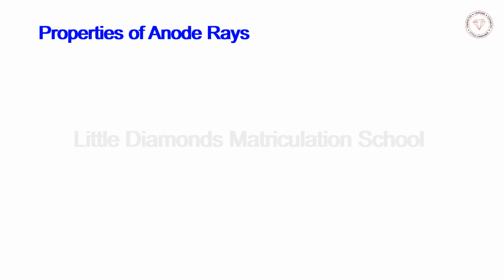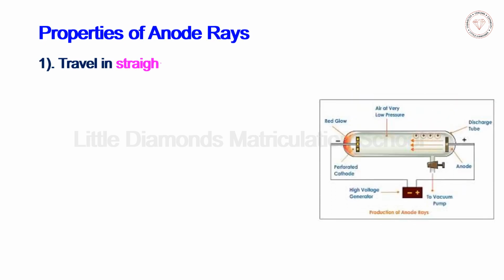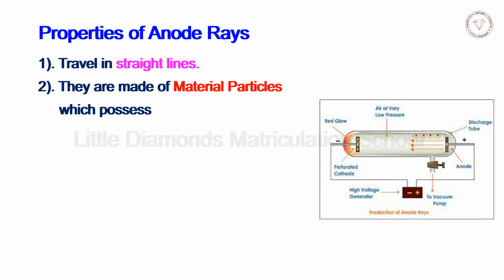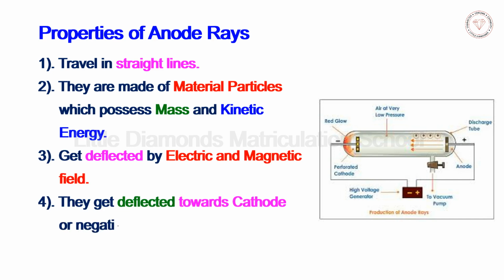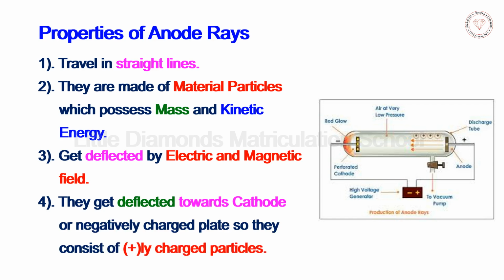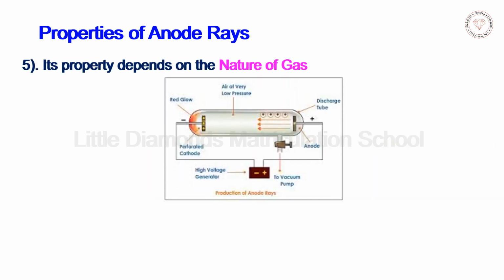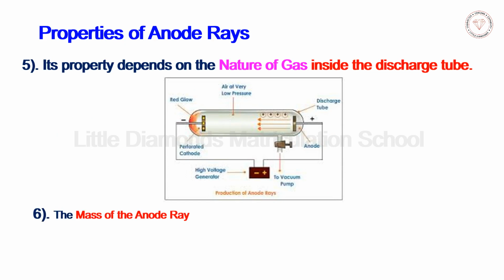Properties of anode rays. They travel in straight lines. They are made of material particles which possess mass and kinetic energy. They get deflected by electric and magnetic field. They get deflected towards cathode or negatively charged plate, so they consist of positively charged particles. Their property depend on the nature of gas inside the discharge tube. The mass of the anode ray particle is equal to atomic mass of the gas in the discharge tube.